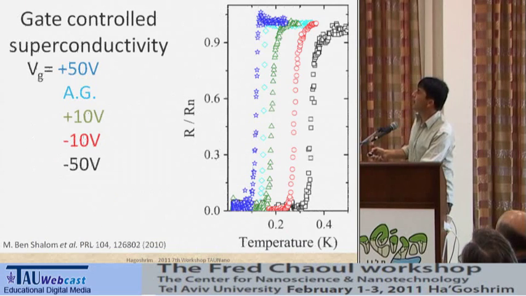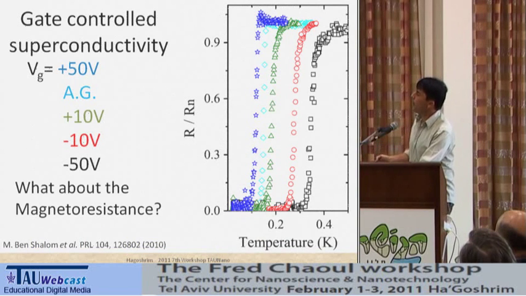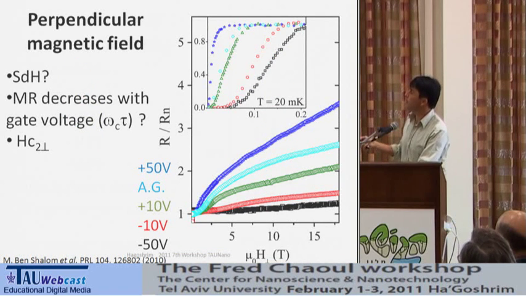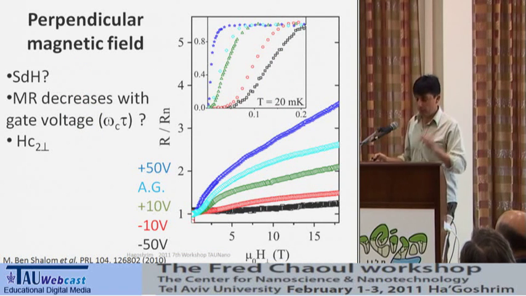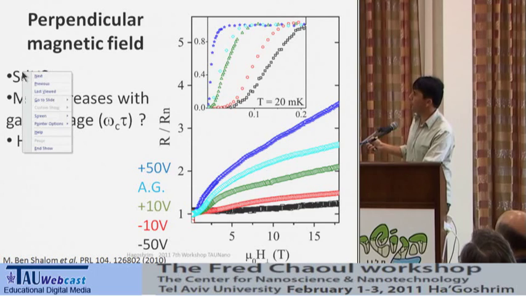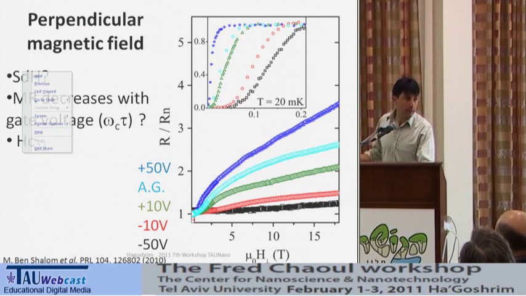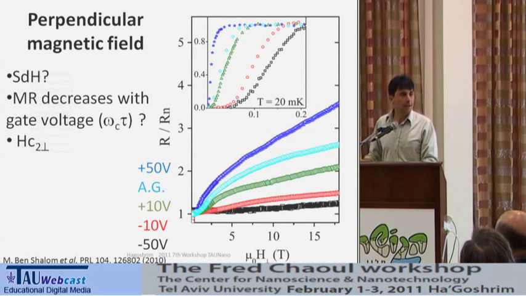Going back. Okay. So we want to see what happens to the magnetoresistance. If you apply perpendicular field, this is a large field, 20 millikelvin, which means it's not done in Tel Aviv University. It's in Tallahassee. But maybe next year.